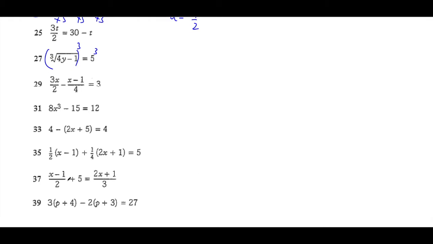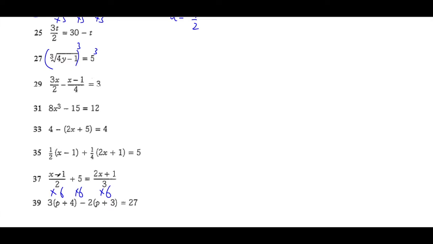For question 27, times everything by the lowest common multiple, the lowest common denominator. So the common denominator of 2 and 3 is 6. So times this by 6, times this by 6, times this by 6. Actually, I'm going to do this question because it's a little bit more challenging than the other ones.